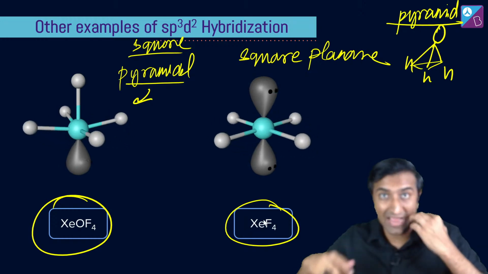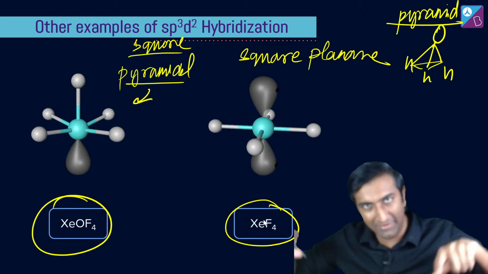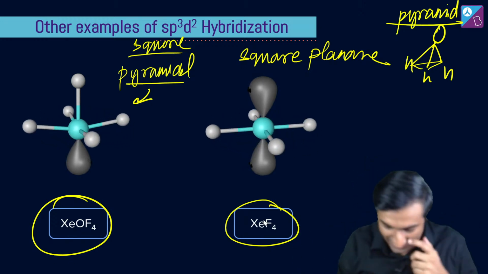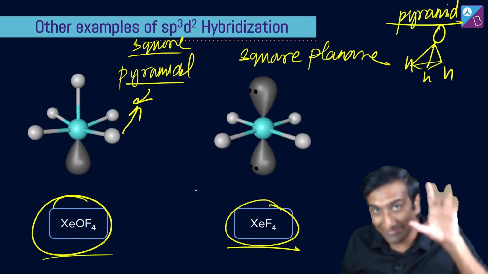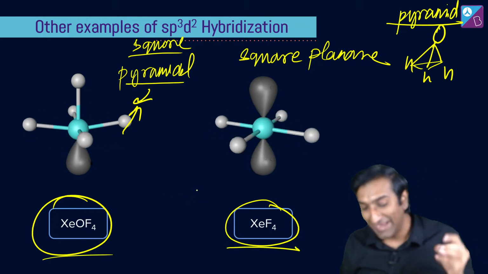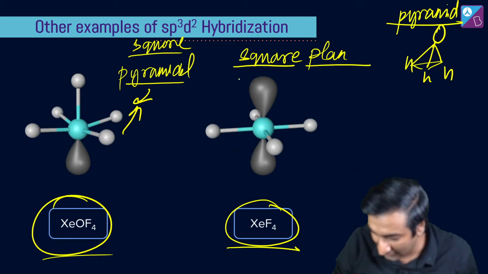A pyramid has a triangular base. If you make the pyramid's base square, then you call it square pyramidal. That's why this is square pyramidal. XeOF4 is square pyramidal. XeF4 is simply square planar. I don't know how the E came there.